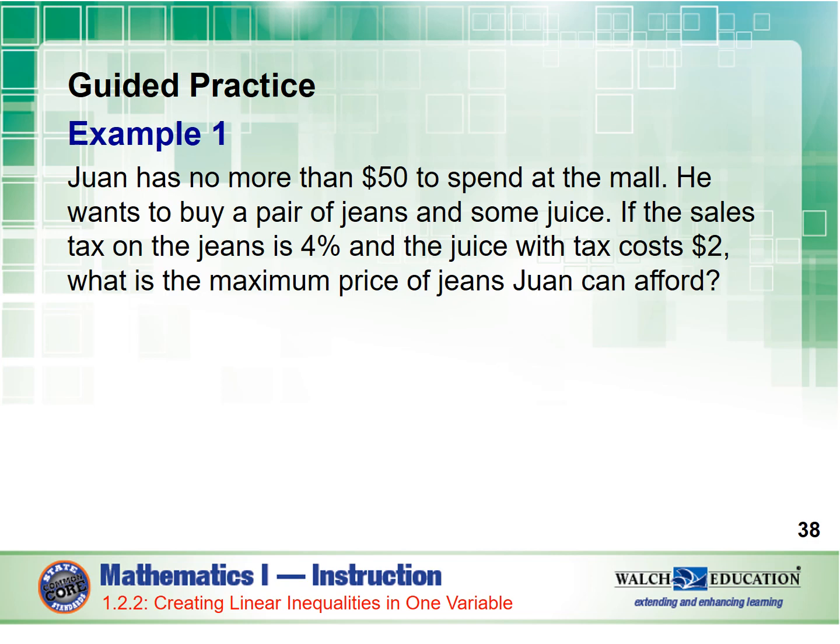Hang in there. All right, Juan has no more than $50 to spend at the mall. He wants to buy a pair of jeans and some juice. If the sales tax on the jeans is 4% and the juice with tax costs $2, what's the maximum price of jeans Juan can afford?